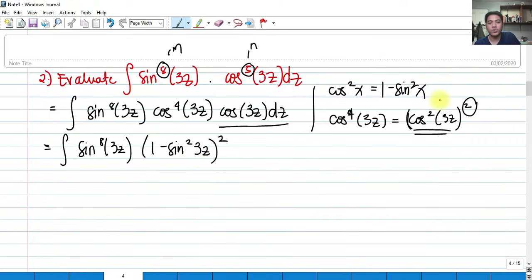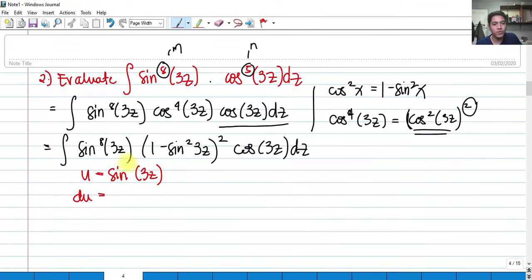And since this is raised to 2 because of the exponent 4, now this is raised to 2. Okay? So we have cosine 3j. And we have already transformed all of the cosines here into sines, so that if we are going to perform the u substitution here, letting u as sine of 3j, we get a derivative of u, which is 3 cosine 3j with respect to j. That's why we have dj.